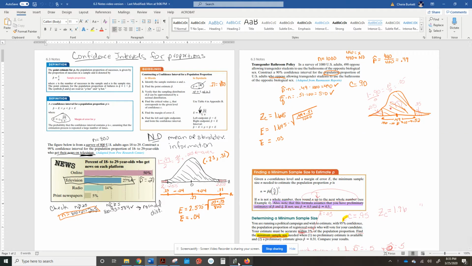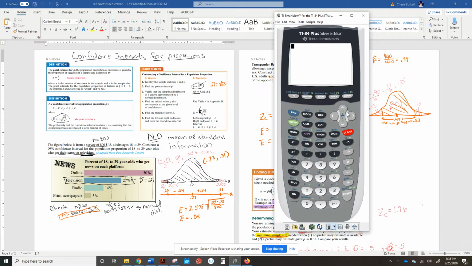Okay, so let's get this calculator video done. These are the notes on 6-3. I'm going to show you how to use your calculator to get this number right here, your critical value, and how to use your calculator to get your interval, this number right here.